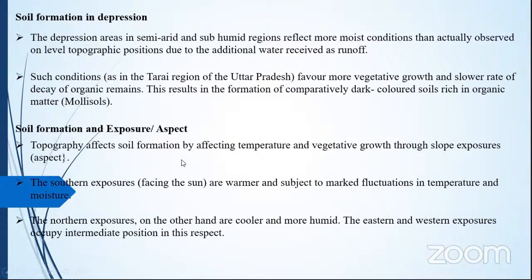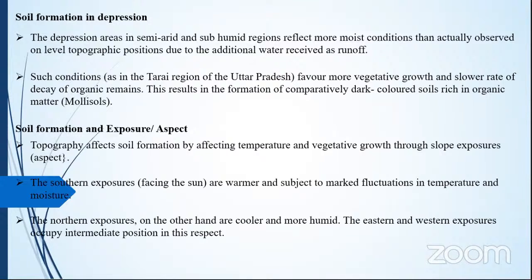Now, in soil forming and exposure aspects, overall topography affects soil formation naturally by temperature, vegetation growth, and slope exposure. Consider the exposure to temperature in southern exposure, the sun facing area. It is subject to fluctuating temperatures and moisture. If the undulation is in a sun facing mode, the temperatures will fluctuate more in southern exposures. If the undulation is a northern exposure, what will happen? There will be cooler and humid conditions.